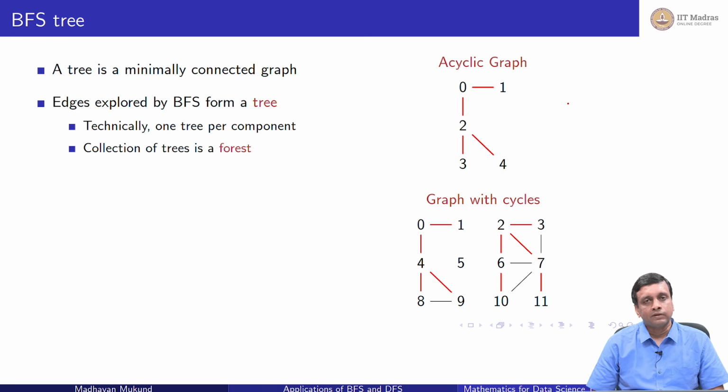So the edges that BFS visits actually form a tree. So if you look at this acyclic graph on the top, it actually visits all the edges because the graph itself is a tree and there are no fewer edges which form a tree in that case.